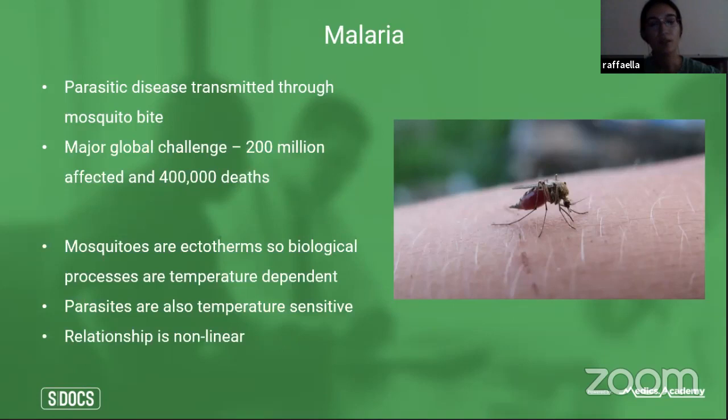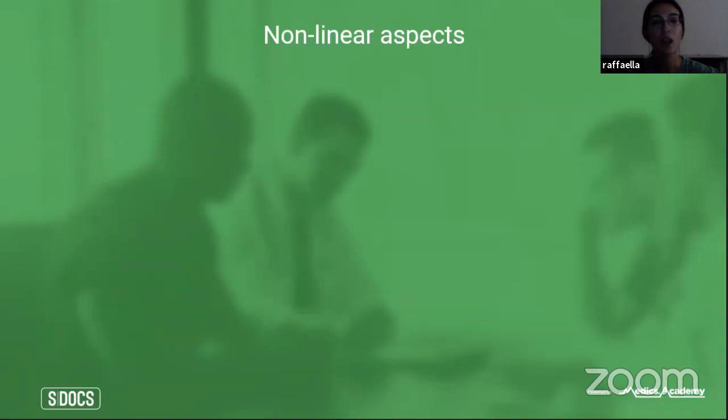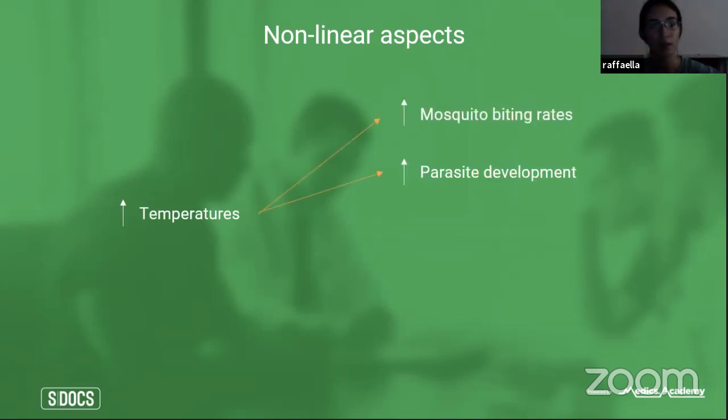However, the relationship between temperature and malaria transmission is complex and shows many nonlinear aspects. So some of these nonlinear aspects are summarized here. Higher temperatures promote both higher mosquito biting rates and faster parasite development. However, at high temperatures, the predicted vectorial capacity, which is the rate at which mosquito bites can transmit infection, is reduced. So this means that at high temperatures, mosquitoes are less likely to transmit disease. Also, at high temperatures, there is an increase in mosquito mortality rate.